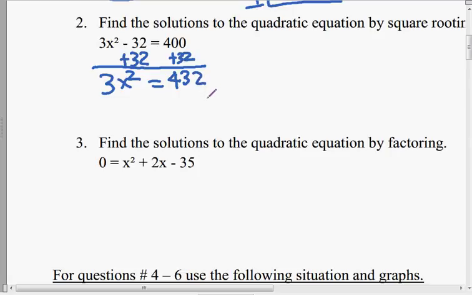Next thing I have to do to get x squared by itself, first of all, I need to divide by that 3. It makes the problem difficult that x squared is multiplied by 3. If I divide by 3, I just have x squared equals 144.